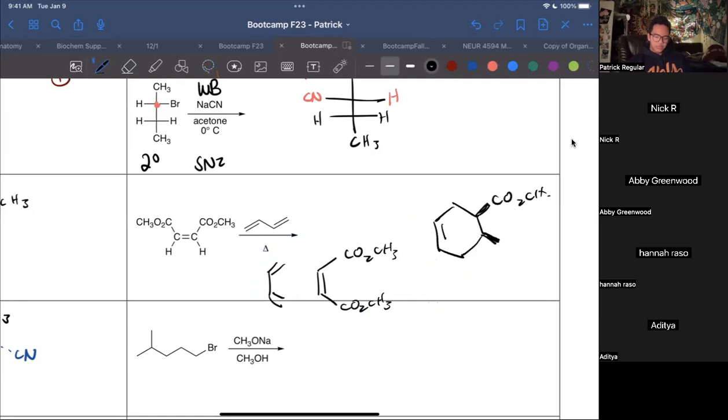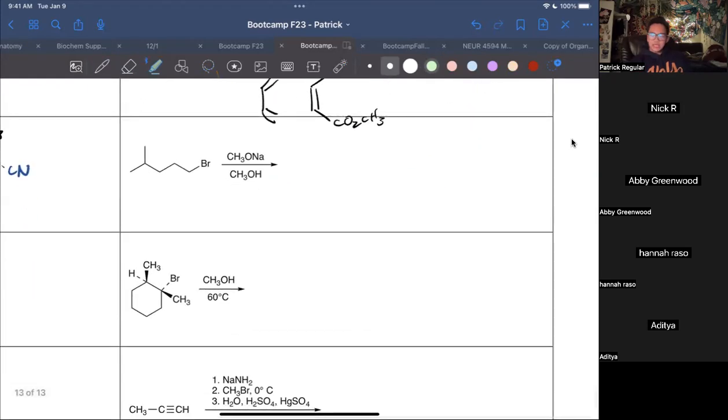CO2CH3, CO2CH3. Why am I doing this that way? Well, because these are cis. Because these are cis, it retains stereochemistry. Diels-Alder is a syn addition. It retains the stereochemistry.